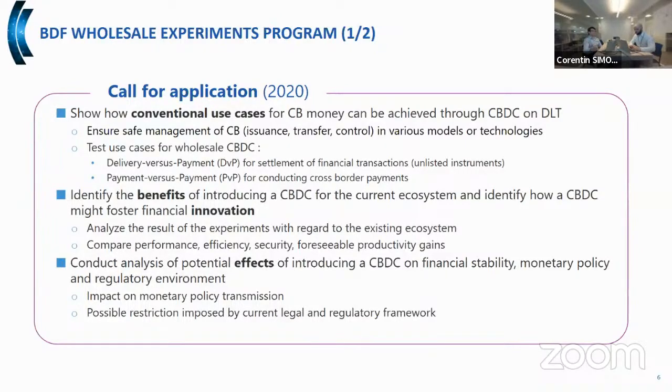The last objective was to conduct an analysis of the potential effects of introducing CBDC on financial stability, monetary policy, and regulatory environment. Banque de France investigated what could be the impact on monetary policy transmission and examined the possible restrictions imposed by the current legal and regulatory framework.